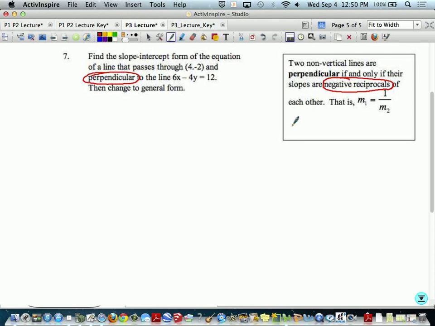A lot of times what people do is say if m1 times m2 equals -1, then the two lines are perpendicular. So notice that this is the same equation we had before, which was 12 minus 6x all over 4. What was my slope? It was 3/2, right? Yeah. So the slope turned out to be 3/2 on the last problem, and it turned out to be 3/2 here. So what's the perpendicular slope?